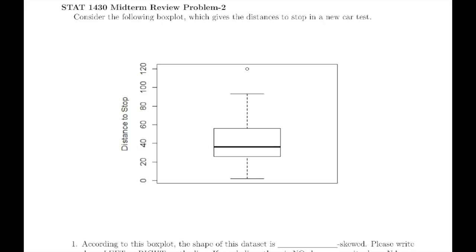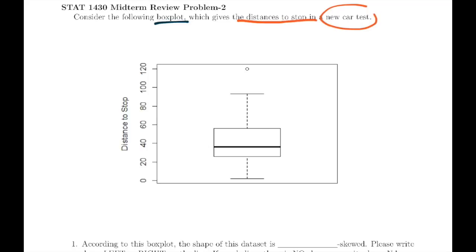Now let's turn to problem 2. In this part, we are given a box plot. This box plot describes the distance to stop in a new car test. Okay, so this is the context of this problem. And we can see the box plot is here.